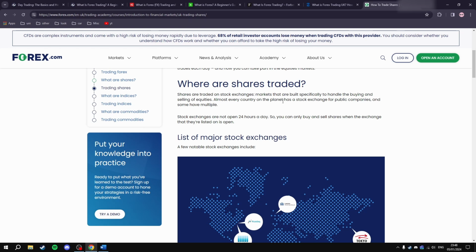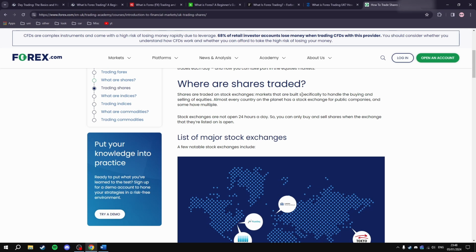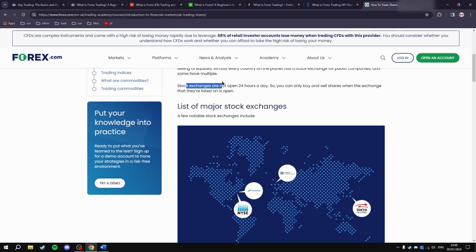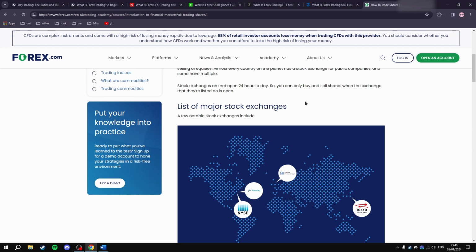Shares are traded on stock exchanges. Markets are built specifically to handle the buying and selling of stocks. Almost every country on the planet has a stock exchange for public companies, and some have multiple. Stock exchanges are not open 24 hours a day, so you can only buy and sell shares when the exchange that they're listed on is open.